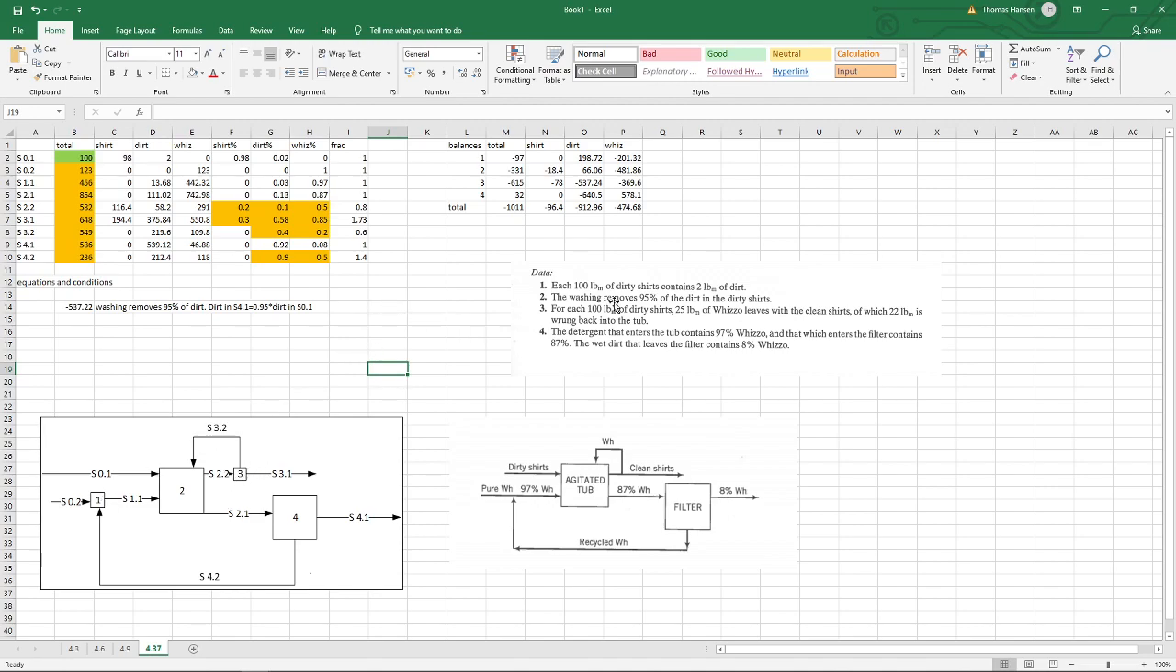But the statement from the assignment is that the washing removes 95% of the dirt in the dirty shirts. So that's why I say it must be 95% of the dirt that enters with the new dirty shirts. So that's why I put it up like this, because that is technically what the assignment says, that it removes 95% of the dirt in the dirty shirts, or in the stream with dirty shirts. So the entire system is 95.